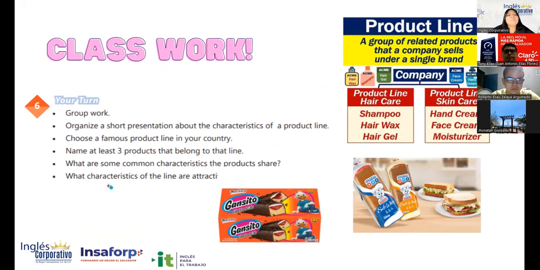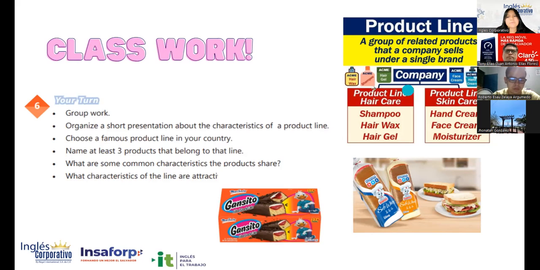Right now, please tell me, do you remember about the product line? What is a product line? We have the short explanation right here, right? Roberto Esau, can you please help us reading this part? Okay, product line. A group of related products that a company sells under a single brand. Yes. Okay, so a product line, as we discussed yesterday, is just a group of related products that a company sells under a single brand.